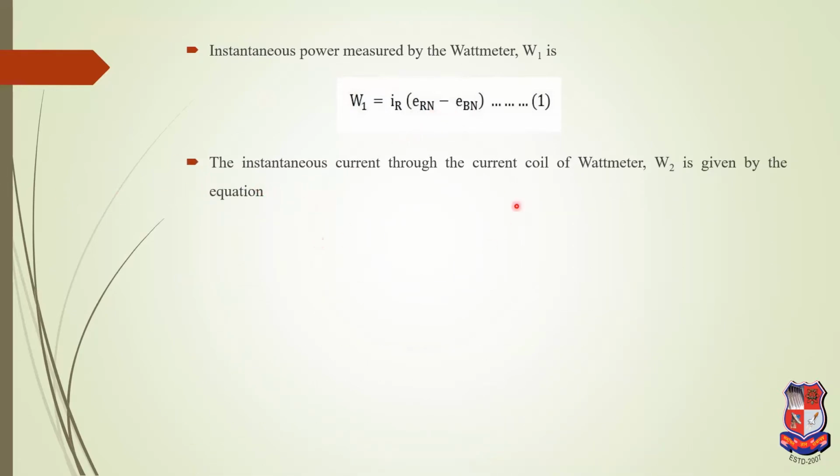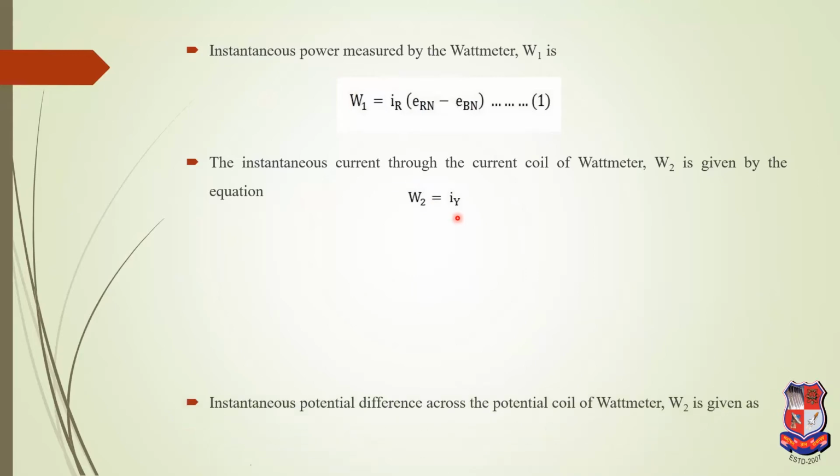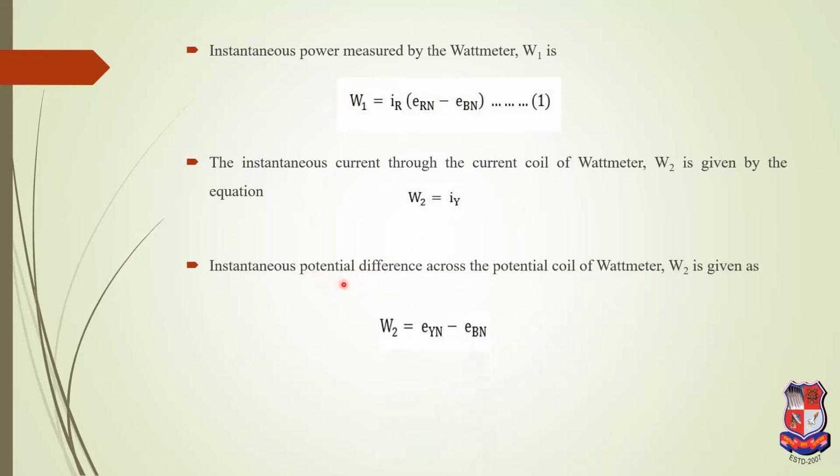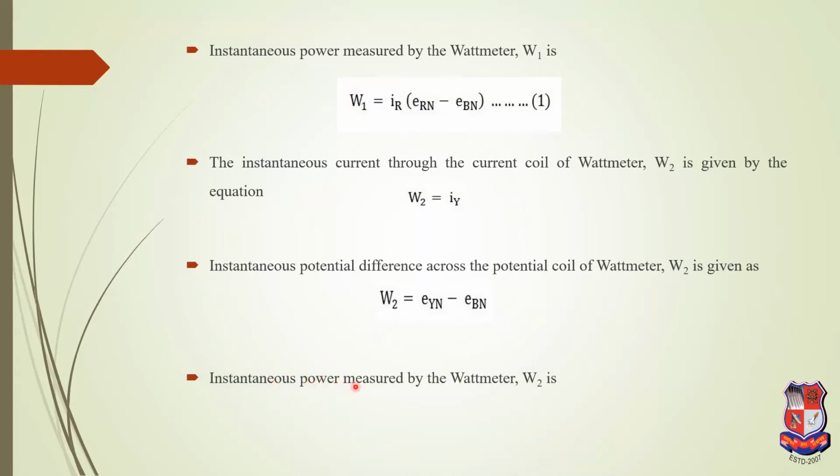Similarly, the second wattmeter is connected to the Y phase. Therefore the current through W2 is given by IY, and the potential coil of the second wattmeter is connected between the Y phase and the B phase. Therefore the potential difference for W2 is given as EYN minus EBN. Instantaneous power measured by the wattmeter W2 is equal to current into voltage. The current is IY and the voltage is as given; the product of these gives the power.